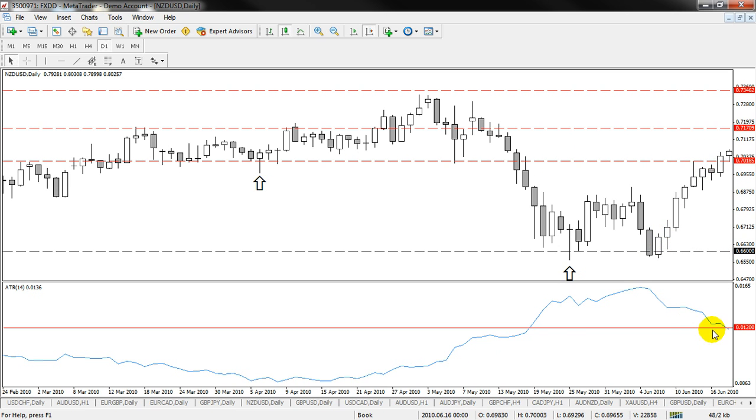Now, what's happening to my ATR here? The market's actually in a pretty strong trend, and the ATR is falling, right? The ATR is going down, suggesting that we have less risk, even though the market is making a pretty strong move. Isn't that interesting? That's interesting.